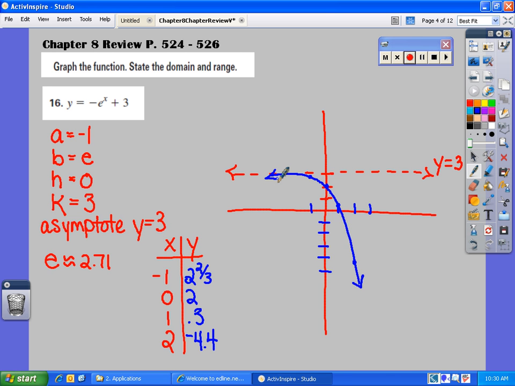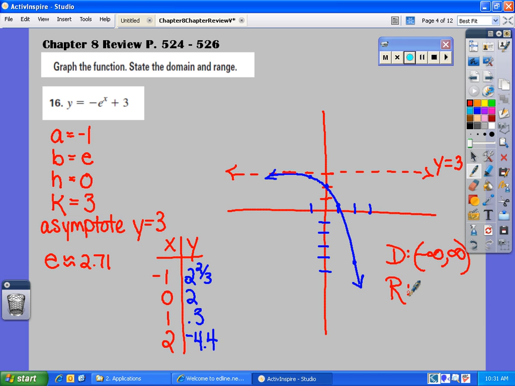Okay, notice that mine is touching the asymptote. It really shouldn't even do that. It never does actually touch the asymptote, although when you're drawing the graph, sometimes it's hard to make it look like it doesn't. Okay, notice our domain, as with all our exponential functions, -infinity to +infinity.